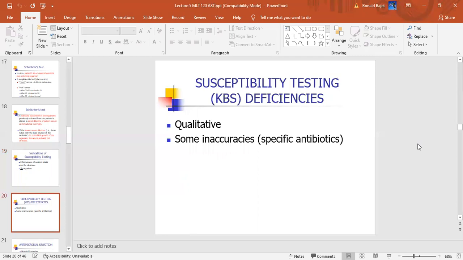The Kirby-Bauer sensitivity deficiencies: it's qualitative, but I think it's accurate. That's why the MIC is more commonly used. You can use Kirby-Bauer as a backup. It has some inaccuracies with some specific antibiotics, and also you can get contamination, like for example, Proteus. Proteus is a pain in the butt because it swarms all over everything.